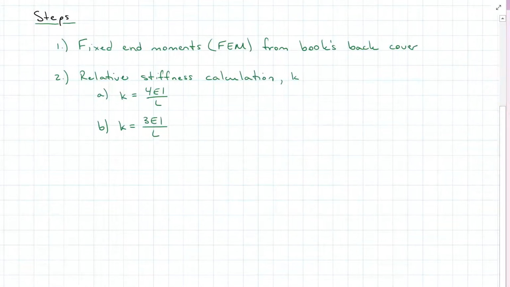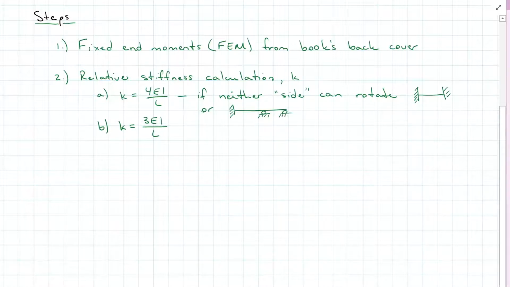We're going to use 4EI over L if neither side can rotate. So that's going to be a beam that's fixed at both ends, or a beam that's fixed on one end and has 2 rollers on the other side. We're going to use 3EI over L if one side can rotate. So this will be a fixed end with 1 roller, or we could have something like 2 rollers on one side and 1 roller on the other.